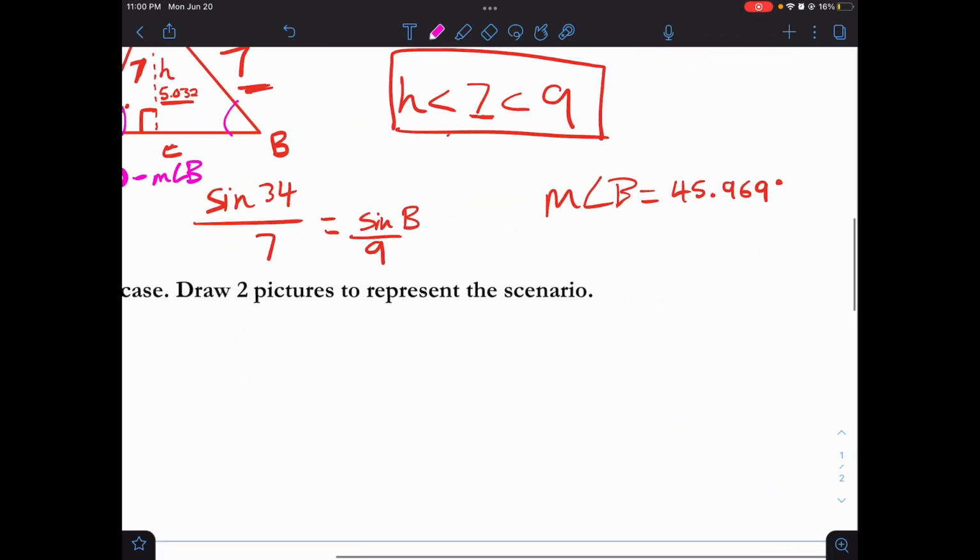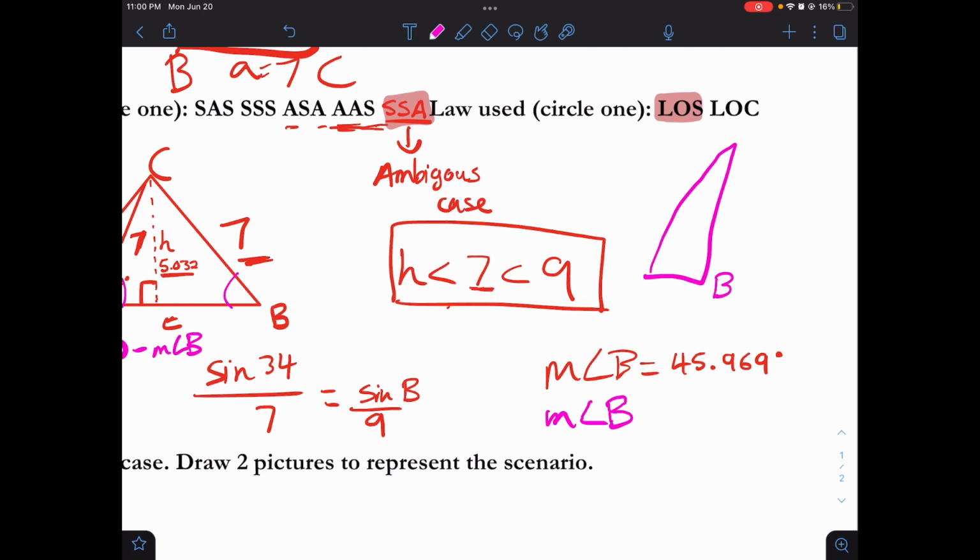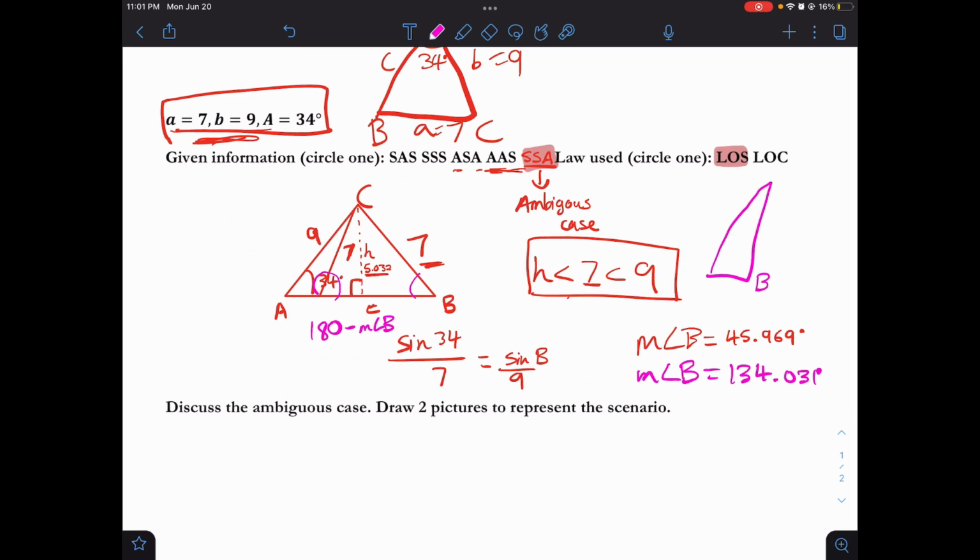So our other triangle, with B right here, will have a measure of angle B, which is going to be 180 minus, let's see, the answer. So there we have 134, meaning this is 134.031 degrees. And now we can use this to find every single value in both of the triangles. But usually we're just supposed to find the B, so I'm just going to leave it like that.